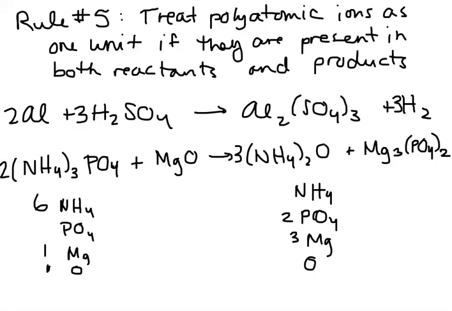6 NH4, and how many PO4s do we have now? 2. We have 2 because this 2 applies to the whole compound, and you can't put a coefficient in the middle of a compound. It has to go out front. Okay, so 2 PO4. So we have 2 there, and then on that side we have 6 NH4, and how many oxygens? 3. Because we multiplied this whole thing by 3, which means we have 6 NH4 and 3 oxygen.